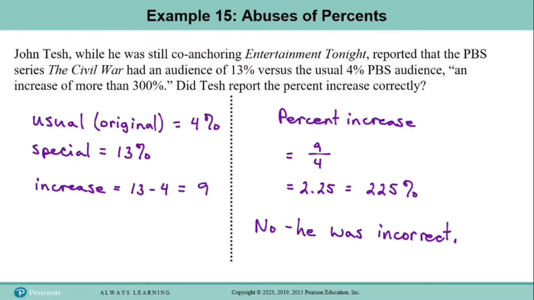Now, I think what he did was he said 13 divided by 4 would be a number bigger than 3, so that would be more than 300%. But see, his mistake was you can't compare the 13% to the 4. You have to compare the increase. So the percent increase was 225%.